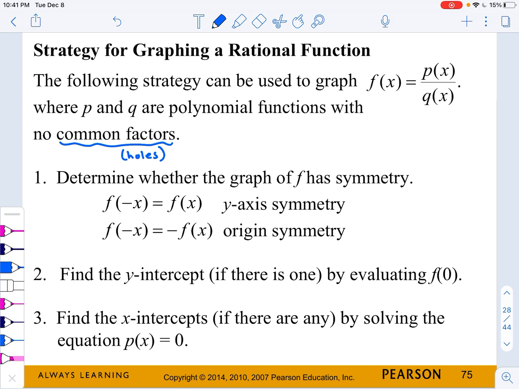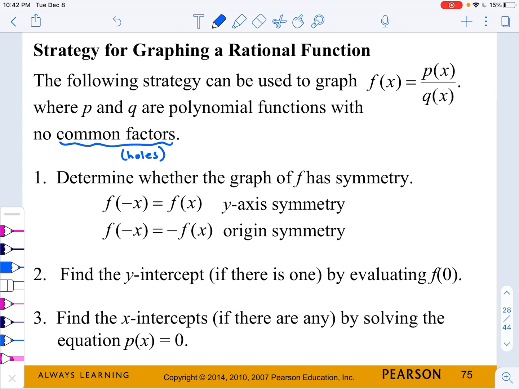So step number 1, it says to determine whether the graph of f has symmetry. That goes all the way back to chapter 1, right? f of -x is equal to f of x has that y-axis symmetry. That means it's an even function. f of -x equals the opposite of f of x is where we have that origin symmetry.